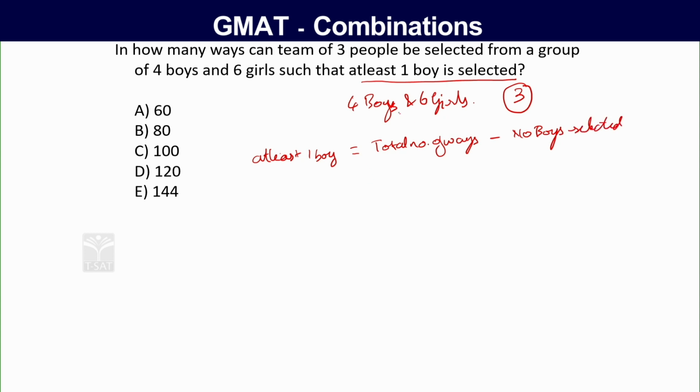So, the total we have is 10 people, 4 boys, 6 girls. So, we have 10 people. Out of 10 you need to select how many? Only 3. So, you select 3 out of the 10, minus the case when no boys are selected, that means all girls. No boys selected is the same as saying all girls are selected. All selected are girls, that is, only girls are selected. So, out of the 6 girls you select 3.